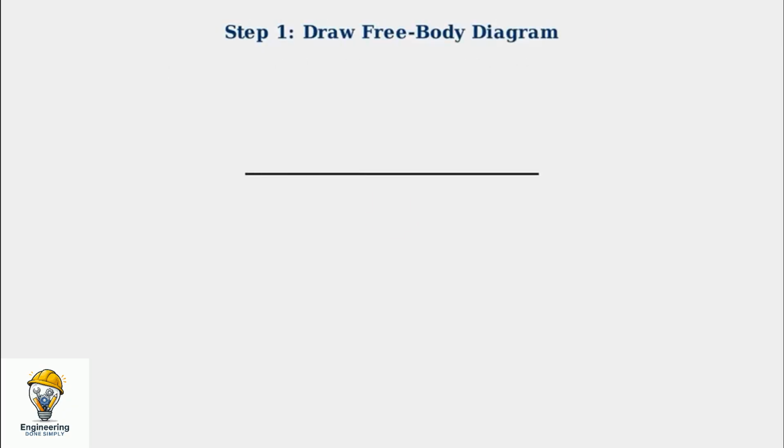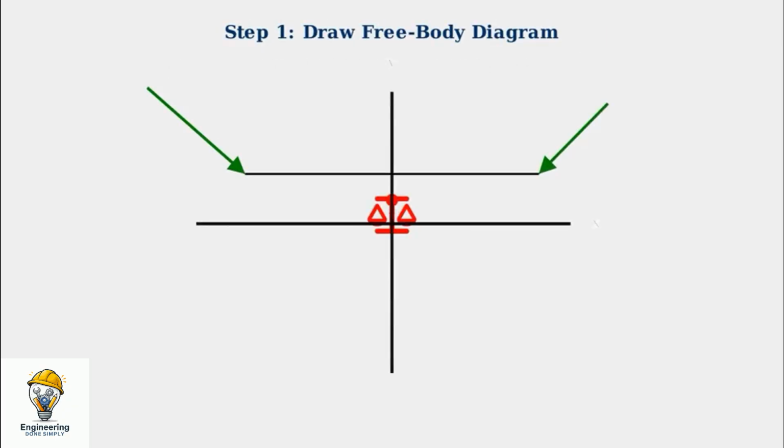First, we draw the free body diagram. The beam is horizontal with its weight force downward at the center. The two cables provide upward and sideways forces. I've color-coded the weight in red as an applied force, and the cable forces in green as reaction forces. Coordinate axes are shown for reference.